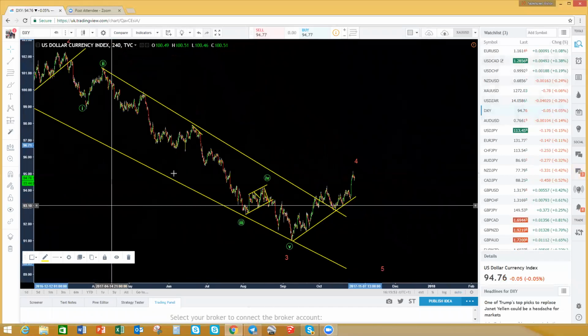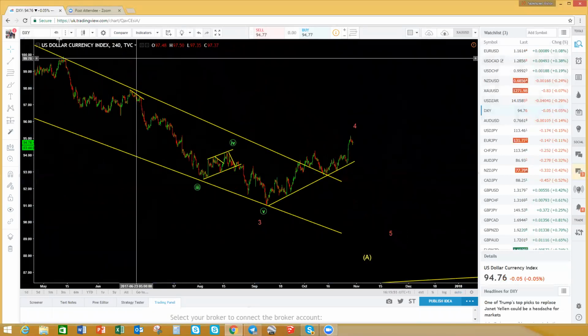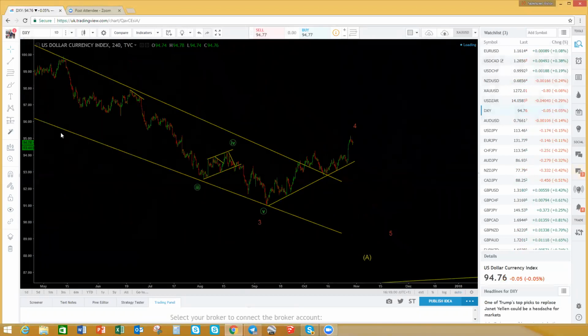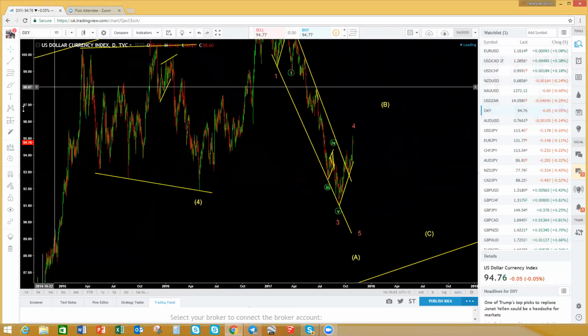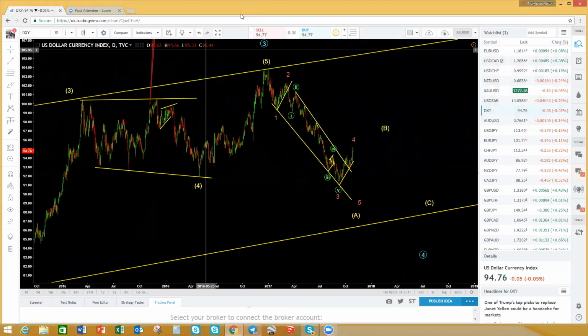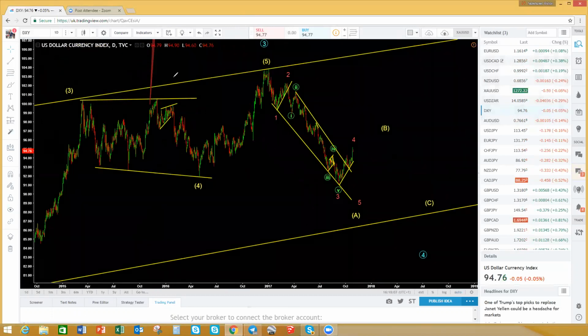Okay, so this is the 4-hour chart. Let me just go to the daily first. Daily time frame. So you can see here, I'm not going to go through the whole higher time frame. I'm just going to focus on this thing. If you want to look at the rationale behind the higher time frame, you can watch the previous webinar.